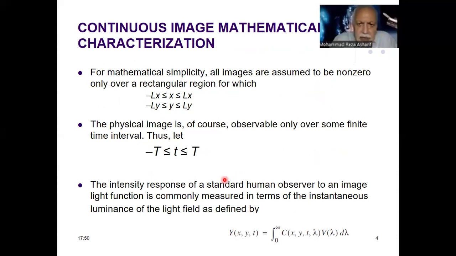For mathematical simplicity, we suppose that x is between minus Lx and Lx, and y between minus Ly and Ly, and the physical image, of course, is observed only on a finite interval of time. The intensity response of the standard human observer to an image light function is commonly measured in terms of the instantaneous luminance of the light in the field, as defined by this integral. This V is the response of the eye.